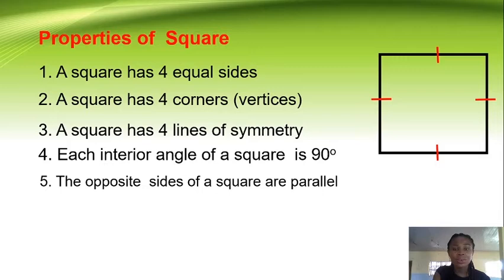Now, each interior angle of a square is 90 degrees. Let's find out. Can you see those small blue squares inside the square? Those are the symbol of a right angle. A right angle is the same thing as 90 degrees.